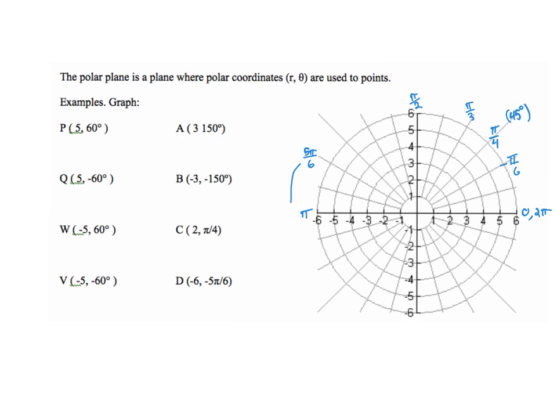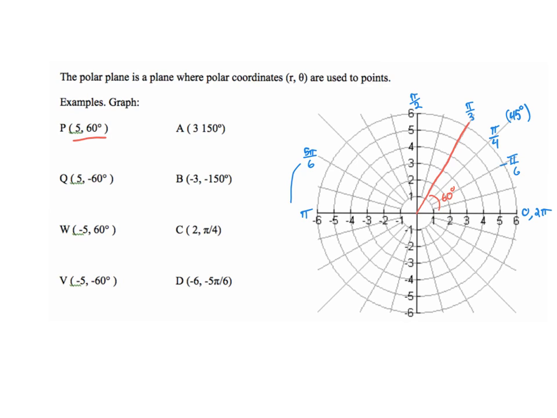You're automatically more familiar with degrees, so let's start with those. Let's graph point P right here: 5 comma 60 degrees. What we're going to do is find the 60-degree angle mark on here. 60 degrees is right along this line right there. That's the 60-degree angle.